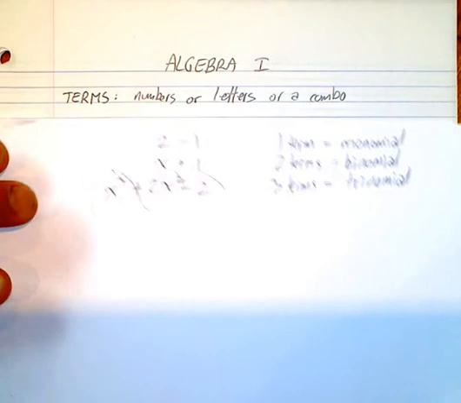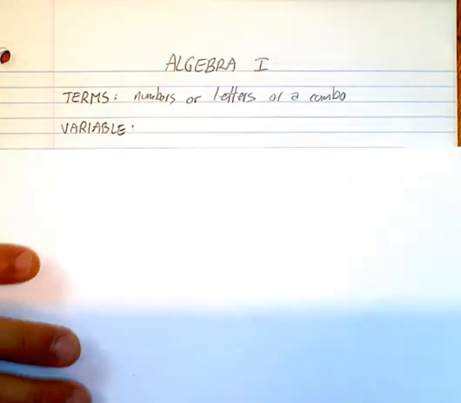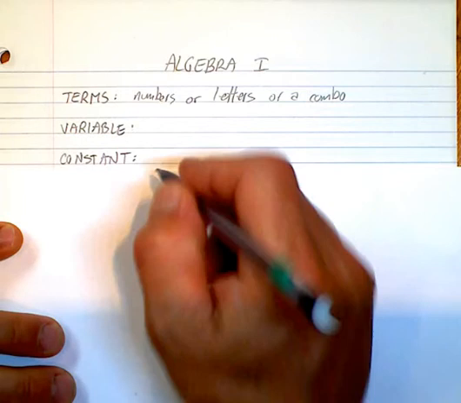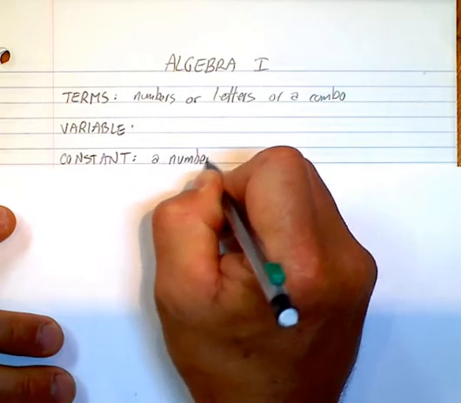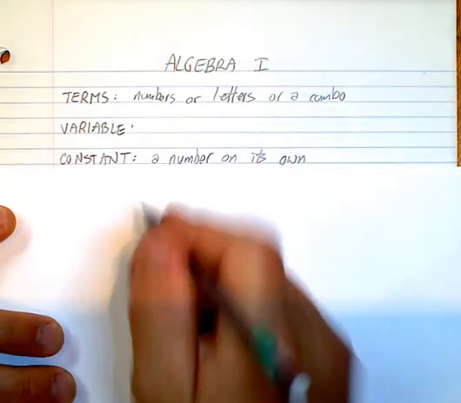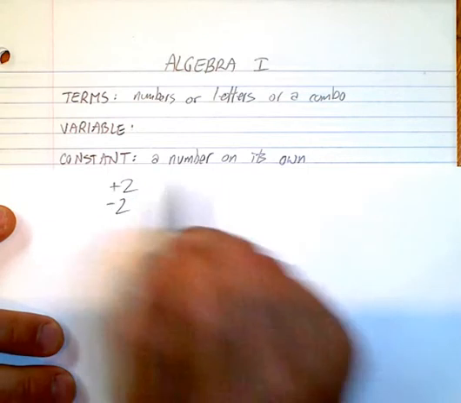The next thing we have to talk about is what a variable is. We got 2 things, a variable and a constant. So those words should probably mean something to you. Now, a constant is something that doesn't change. So a constant is simply a number on its own. So 2 is a constant, plus 2, minus 2. Those are all just constants.